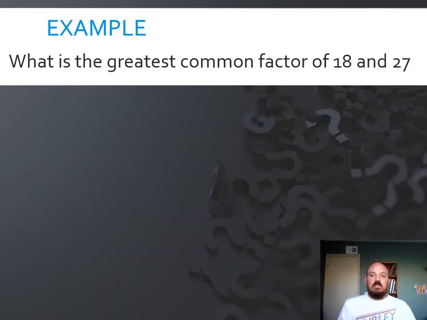So let's find the greatest common factor of 18 and 27. Now what I'm going to do is a factor tree for both of those numbers. Let's just do it separately. Let's start with the 18.